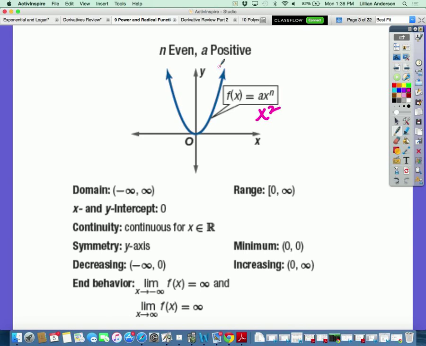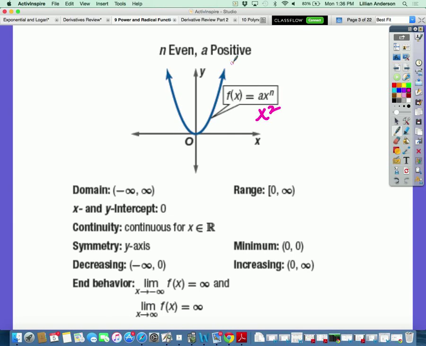And lastly, my end behavior, which I talked about in Unit 7. The limit as x approaches negative infinity. So as x approaches negative infinity, my y's are going to infinity. They're getting bigger. And as x approaches positive infinity, my y's are continuing to go towards positive infinity. Now don't forget, this is left end and right end behavior, okay? So no matter what power function I give you, if a is positive and n is even, it'll have all those features. Okay? Does everybody understand that?